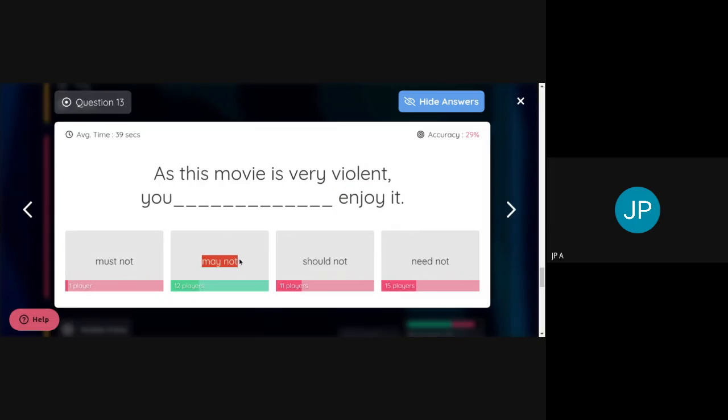Therefore we use may not. So when you read a question, such questions where you have to insert modal auxiliaries, it is better if you look at such clue words which help you to find out the correct auxiliary. Is it clear now?